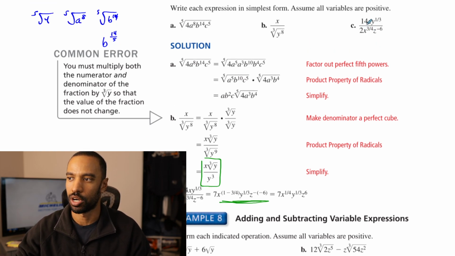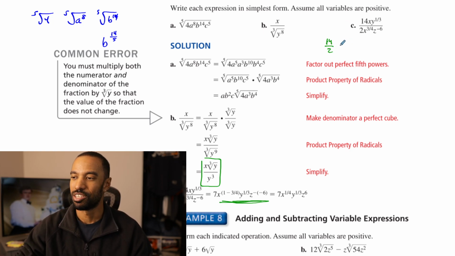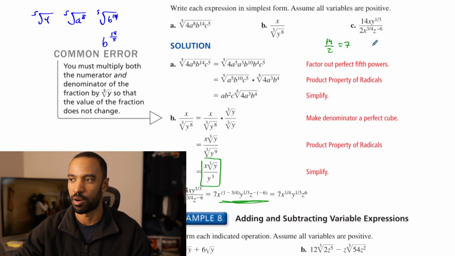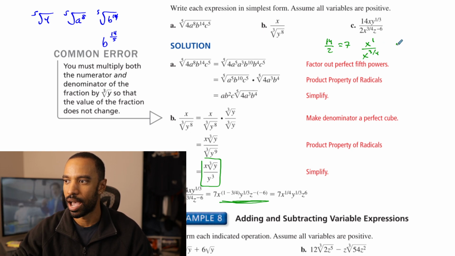One thing I can see for sure, I have 14 divided by 2, right? Well, 14 divided by 2 is 7. Remember, it's not 12. We're not subtracting. It's division. 14 over 2 is 7. Okay, that's part of our result. We have x to the first over x to the 3/4. Think about what we're going to do there in just a second. And we have y to the 1/3 all on its own. I guess that stays as it is.